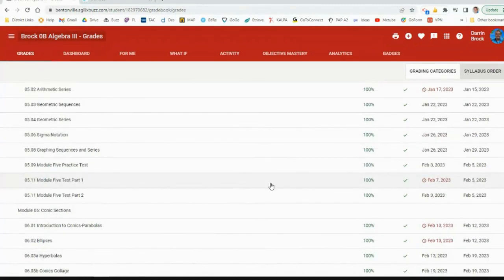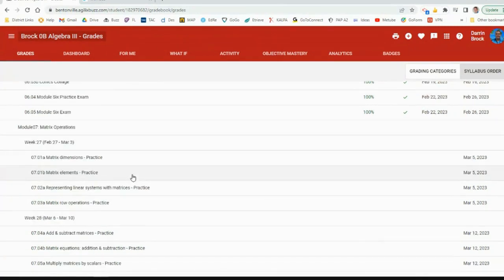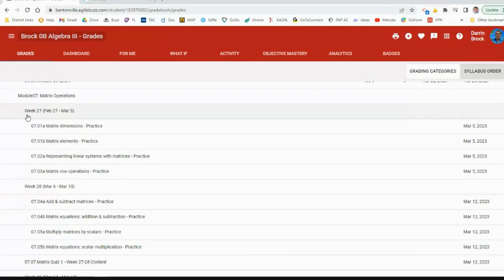I'll have to go in and manually close module 5, so that'll be closing here shortly, because module 6 is done. We're ready to move into module 7. Module 7 is broken up by week. So this is week 27. Matrix operations is what this module is about.